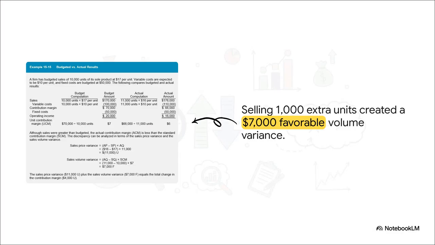Let's jump back to our example. They sold 1,000 more units than they budgeted for. So we multiply that extra 1,000 units by their planned contribution margin of $7 per unit. And what's the result? A $7,000 favorable volume variance. This shows the clear, positive impact of their efforts to sell more stuff.